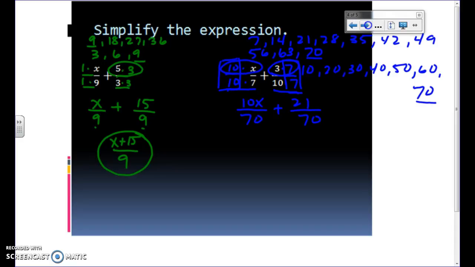And again, I do not have any like terms on the top, but I'm going to keep the number of divisions the same. 10x for the first fraction and 21 for the second. Okay, because they're not like terms, I can't just squish them together. I can't make that into 31x. Other than that, I just need to keep each term separate.